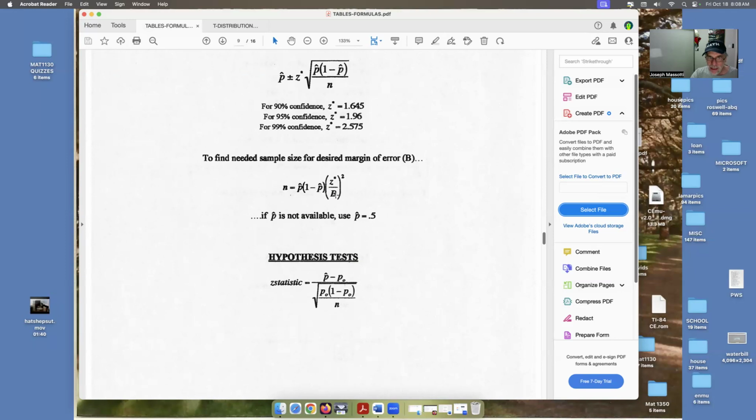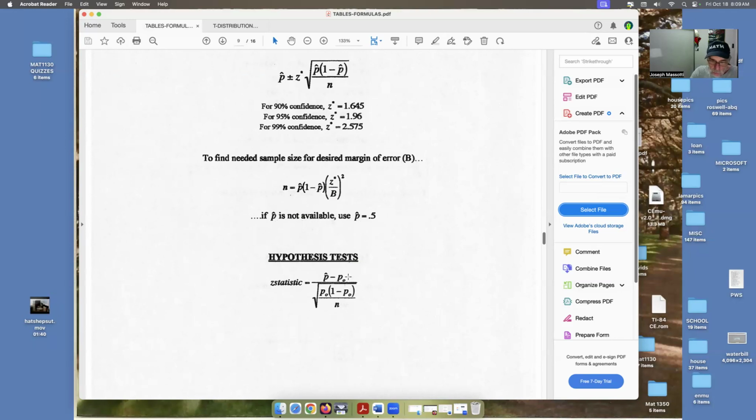Here we're using B for the margin of error. I used E, I believe, in my video, but that's what we're talking about here. And again, like we talked about in that previous video, if we're not given an estimate for the population proportion, we use 0.5 in this formula.